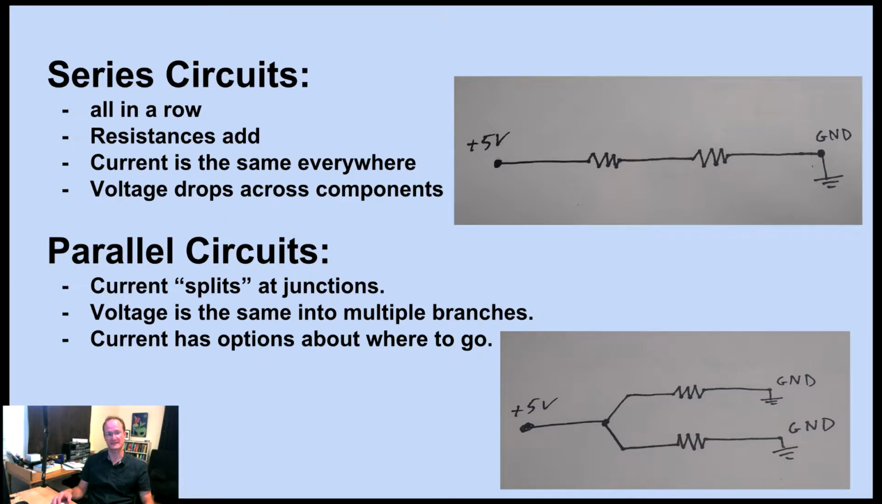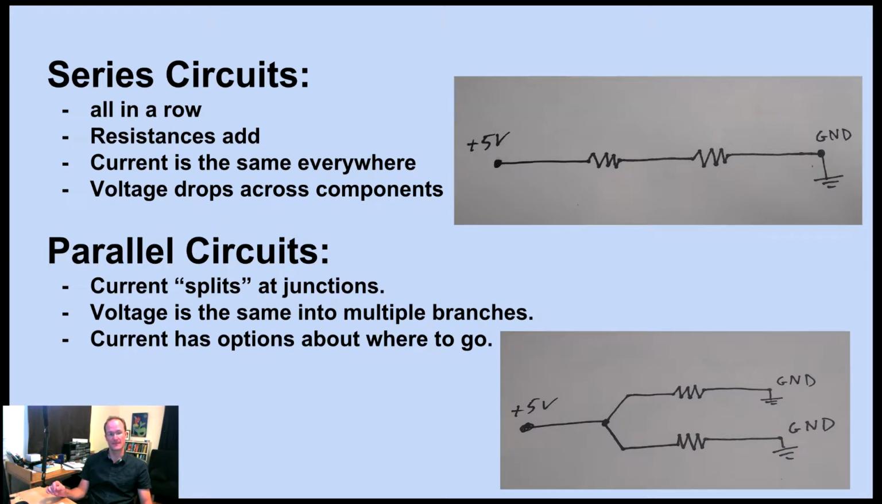In parallel circuits, you'll notice that the plus 5 volt pin has a wire coming out of it that then splits into 2, and then each of those 2 wires goes through one resistor, and then each wire goes to ground. The difference here is that the electricity, the current, has a choice of which resistor to go through. And this is how you can tell very easily a parallel circuit from a series circuit. If there's a choice, it's parallel.